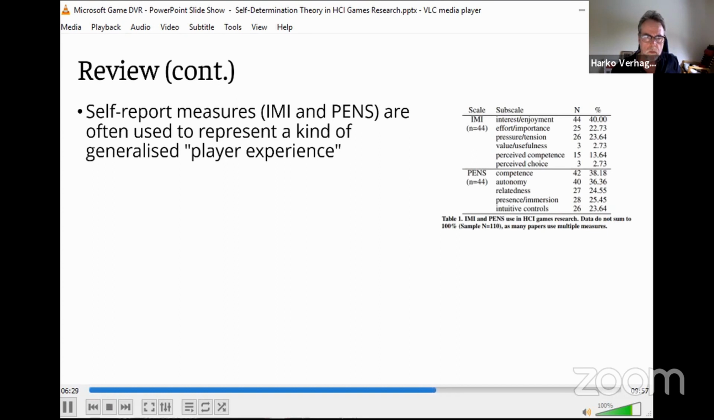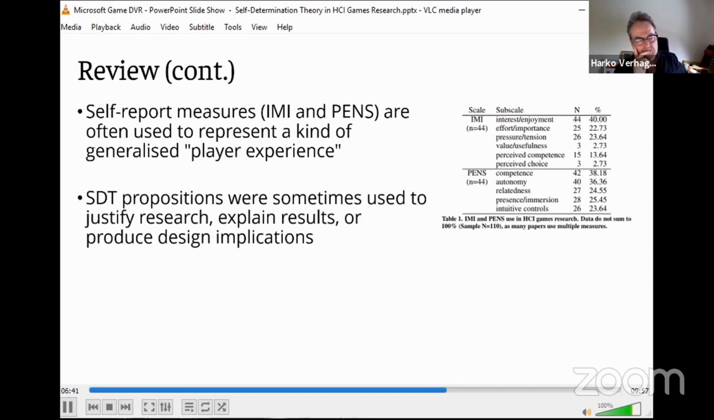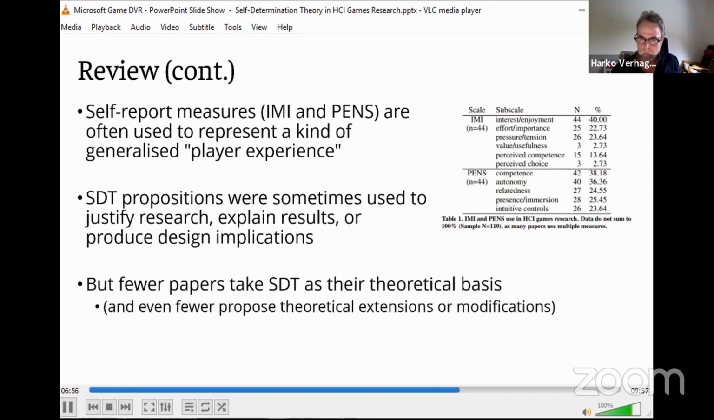I think it reflects a common theme, not only in these results, but in player experience research generally. Now I'm generalizing. Secondly, SDT propositions were sometimes used to justify research, to explain results or produce design implications, which is great. But we saw fewer papers really engage with SDT beyond this kind of pragmatic, once-off use.